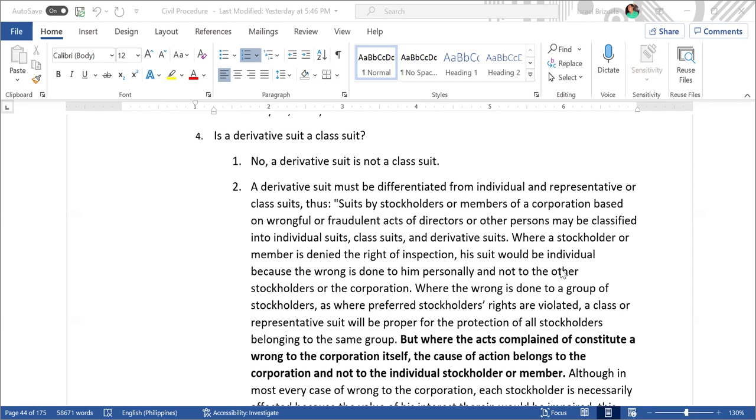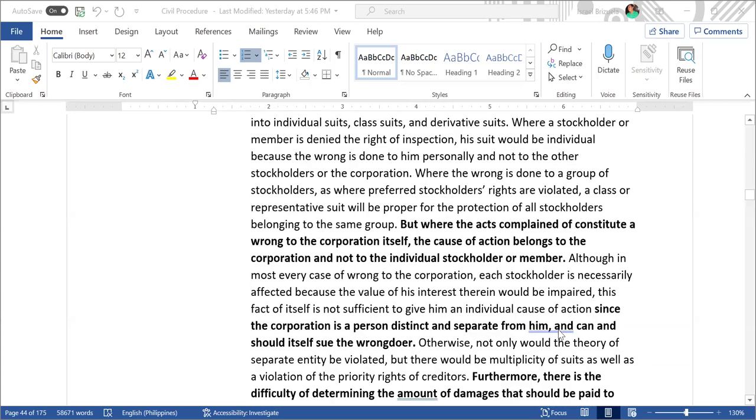his suit would be individual because the wrong is done to him personally and not to the other stockholders or the corporation. Where the wrong is done to a group of stockholders, as where the preferred stockholders' rights are violated, a class or representative suit will be proper for the protection of all stockholders belonging to the same group. But where the acts complained of constitute a wrong to the corporation itself, the cause of action belongs to the corporation, not the individual stockholder or member.